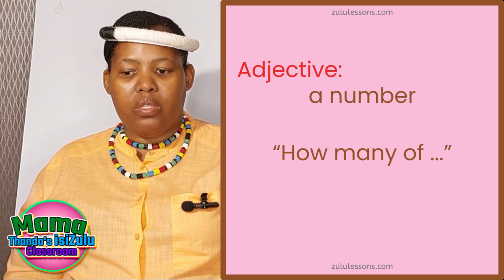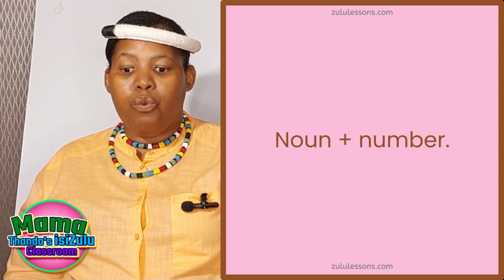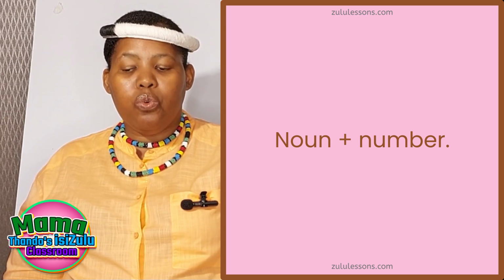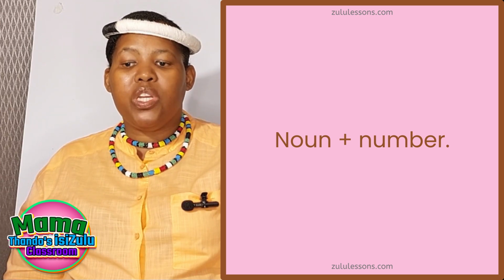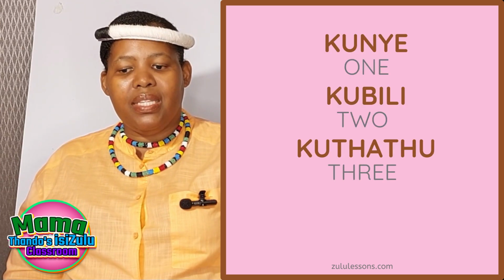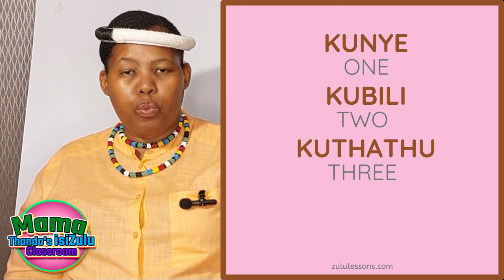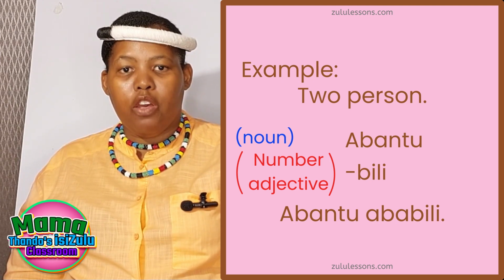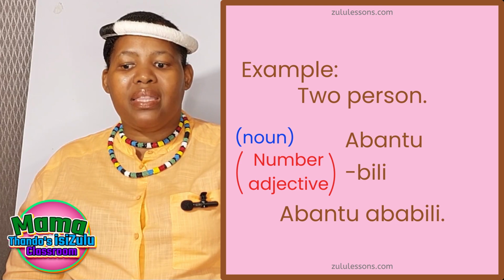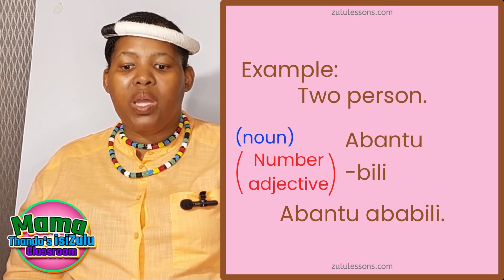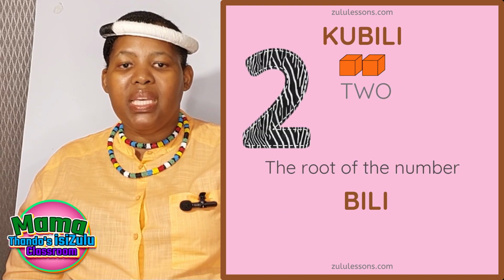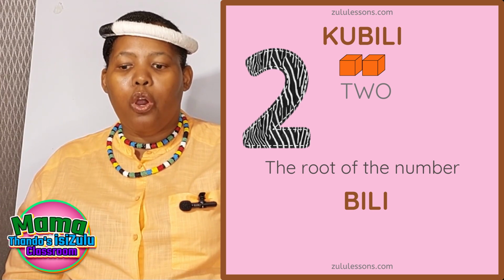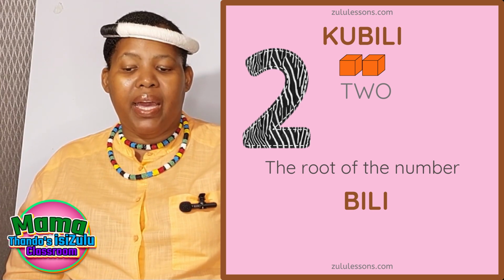You will see 2 words. The first will be the noun followed by the number. The number you will see will be the root of the full number that we use when we list numbers in isiZulu. To say 2 people, you will see the word Abantu first, followed by the number. The number 2 in isiZulu is kubili, kubili. We will only take the root of it and leave the prefix behind.